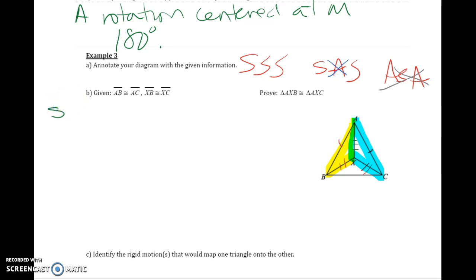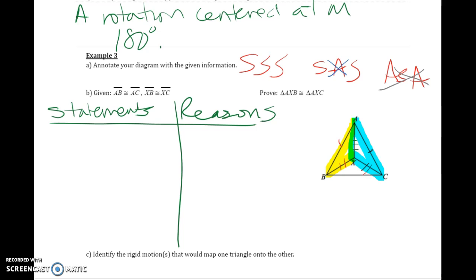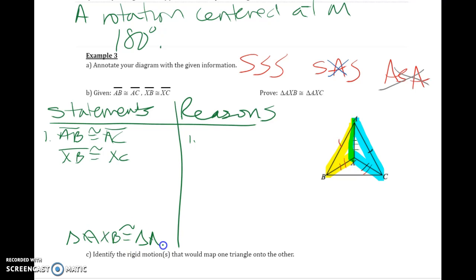So let's set up our columns. Right, and we know that our starting point is always the given. And I know that I'm going to end this proof with triangle AXB congruent to triangle AXC. And right now I know that my method is going to be side, side, side. I don't know how many steps I'm going to have before, but again, I can always start with what I know at the beginning and where I'm going to end at the end.